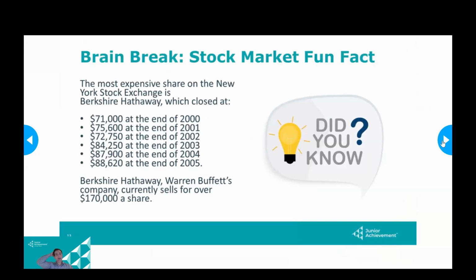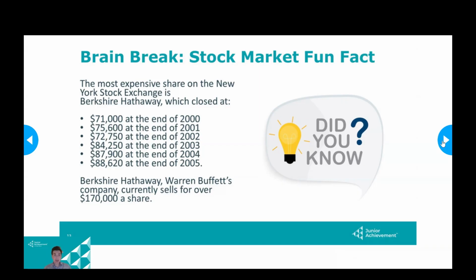So let's do a brain break. Fun fact, did you know that Berkshire's stock is $170,000? And this is very old. Right now, Berkshire is probably close to $1 million, which means Buffett doesn't split the shares. He just keeps the stock price growing and growing.